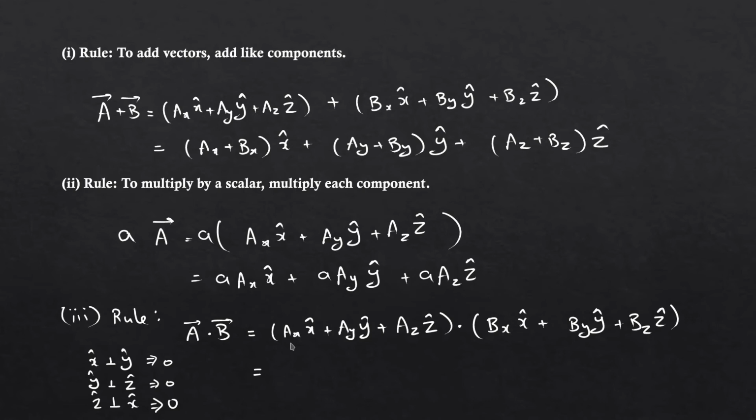The only term which remains is ax x cap into bx x cap, and we know the property that if the two vectors are parallel, their multiplication is the direct multiplication of their magnitudes. In this case, the magnitude of a unit vector is 1, so 1 into 1 is 1. So what we'll have here is ax bx plus ay by plus az bz. This is a simple dot product of two vectors in the component form.